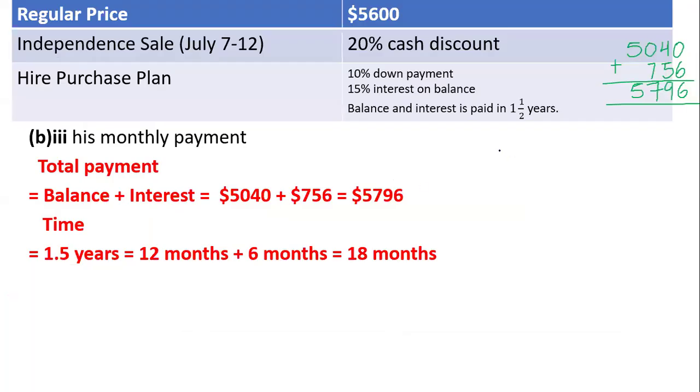So we have 5,796 divided by 18. Let's do 18 multiplied by 3.